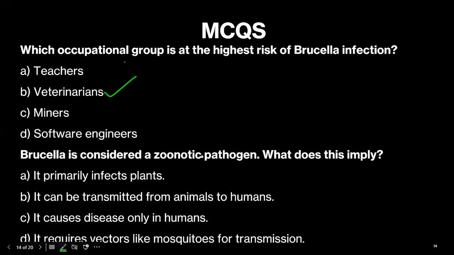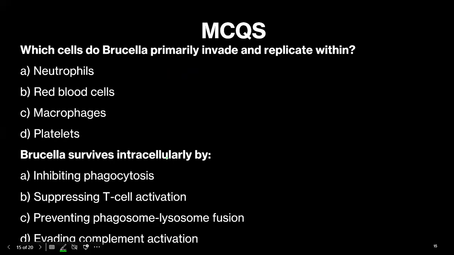Brucella is considered a zoonotic pathogen. What does this imply? Primarily infects plants. No, it is not related to the plants. Can be transmitted from animals to human. That can be the answer. It causes disease only in human. No. Brucella can also cause disease in animals as well. It requires vector like mosquitoes. No, this is not malaria.